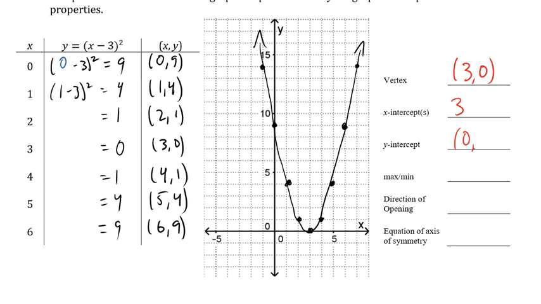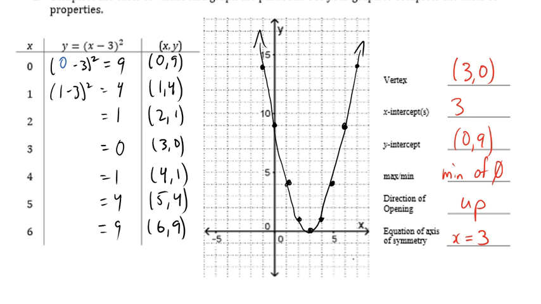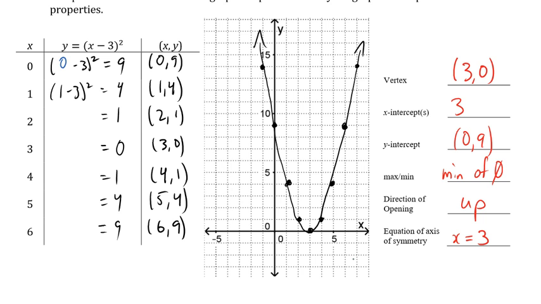So that's 0, 9. The max or min is a minimum of 0. That's the y value that it never goes below. So it's the minimum value. The direction of opening is up, and the equation of axis of symmetry, this is a tricky one, but it's x equals 3. Because it's an equation, I've got to have the equal sign in there. It's got to look kind of like an equation, like y equals mx plus b, but because it's a vertical line, it's a little bit different.